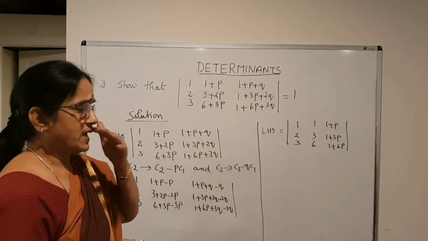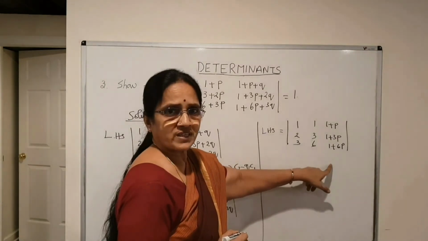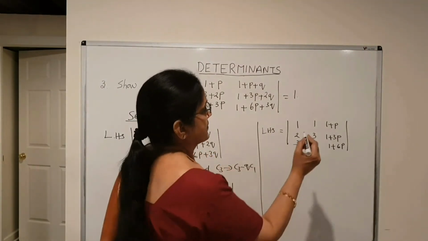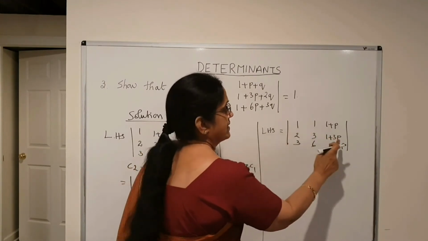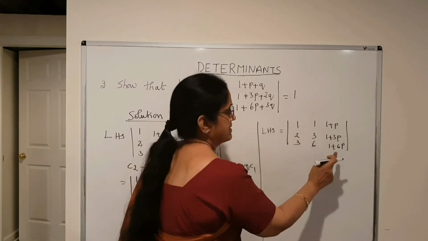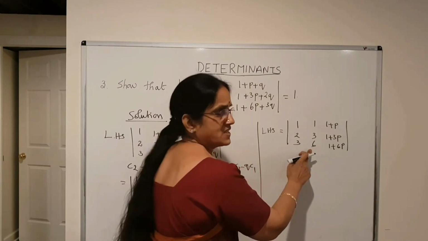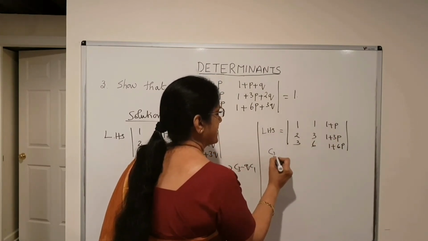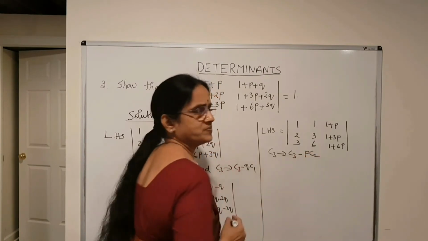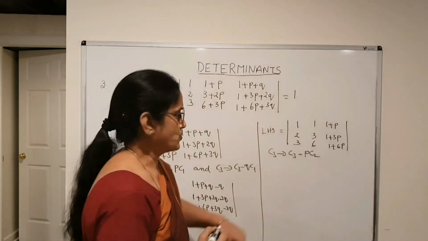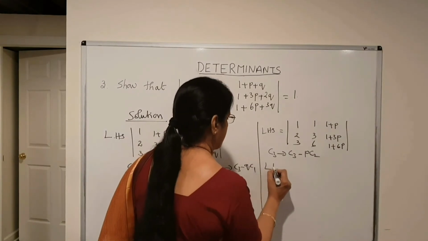Now I need to see what is to be done over here. So it is very simple. I am having here P, here I am having only 1. 3P I am having 3. 6P I am having 6. So I can write C3 as C3 minus P times C2.